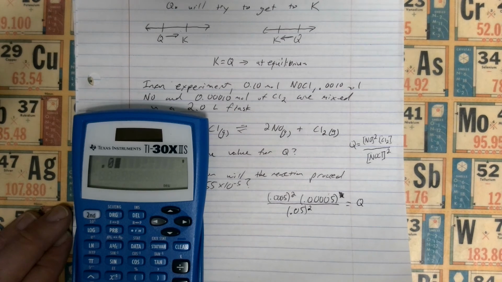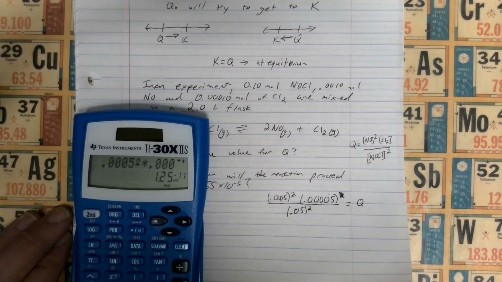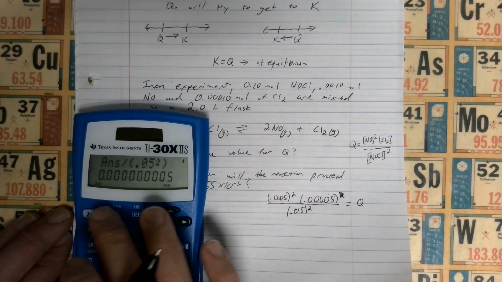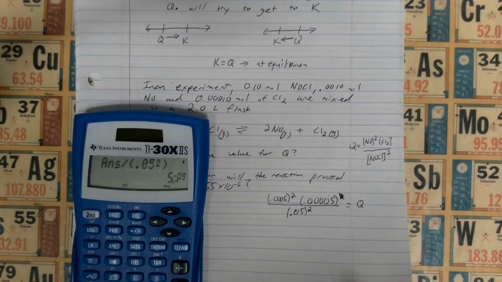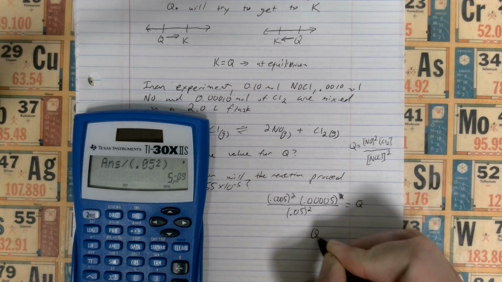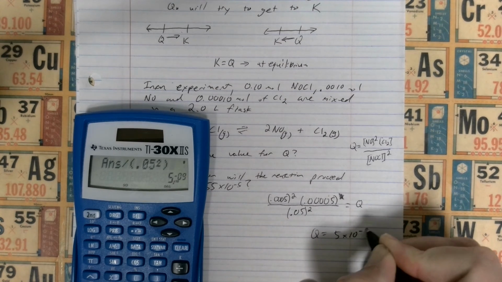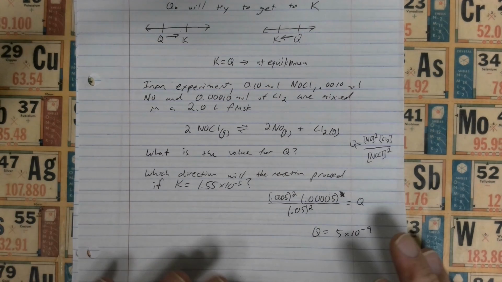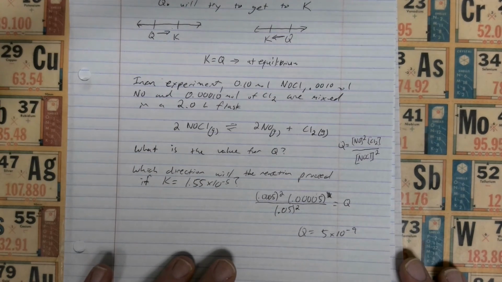So I'm going to do 0.0005 squared times 0.00005, enter, divided by 0.05 squared. All right, and I'm going to put that in scientific notation. So it's 5 times 10 to the minus 9. So Q equals 5 times 10 to the minus 9. Okay. So there's my Q. That's my value for Q. That answers the first question.